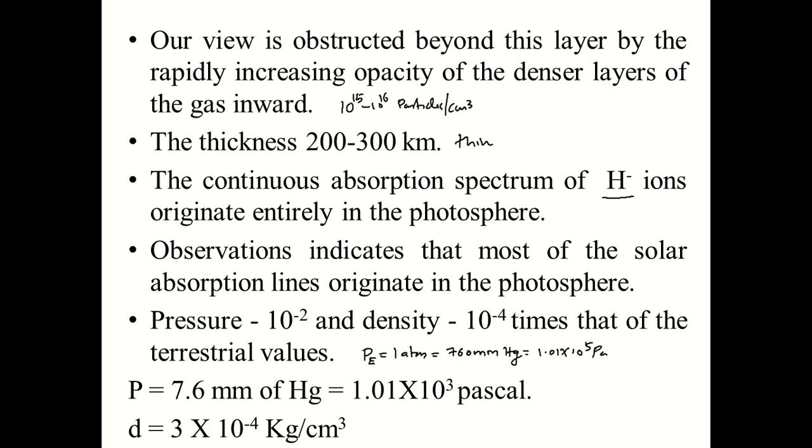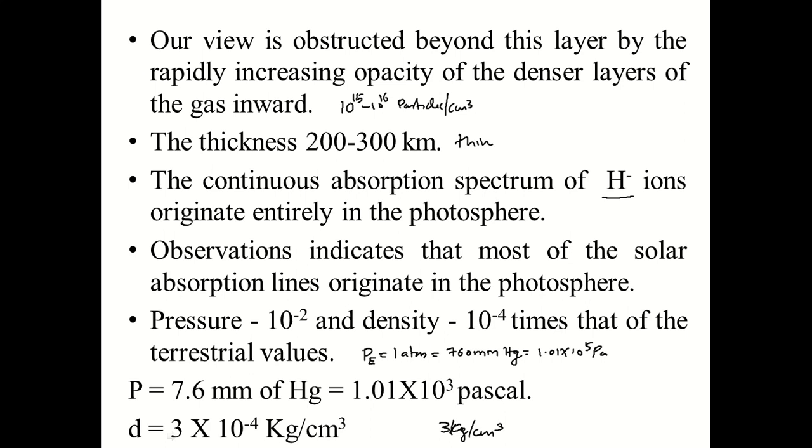Now if you consider the density, the density of air on the surface of earth at sea level is 3 kilogram per centimeter cube, but for the photosphere it is 10^-4 times lower than the value on the surface of earth, and the density of the photosphere is 3 × 10^-4 kilogram per centimeter cube.